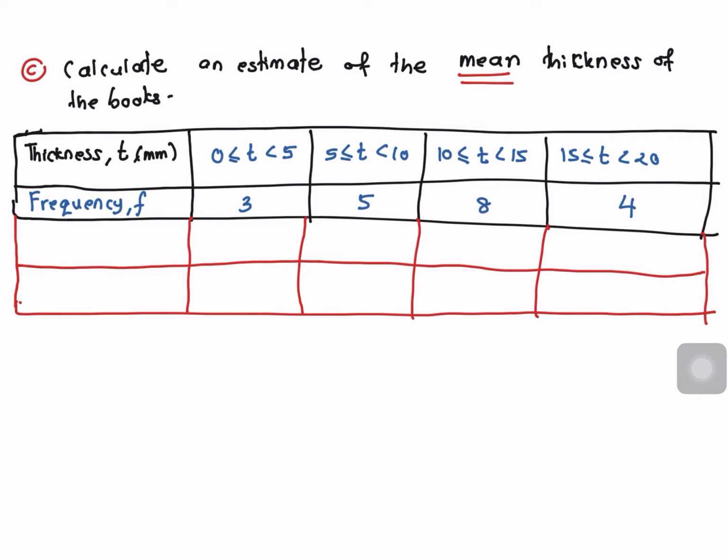Okay, so first thing you need to find the midpoint. Okay, midpoint value, so we put the midpoint class as m, and m times f, where f is the frequency. Okay, so the first class is 0 to 5. So what is the midpoint of 0 to 5? It is 5 divided by 2, right? So it will be equal to 2.5.